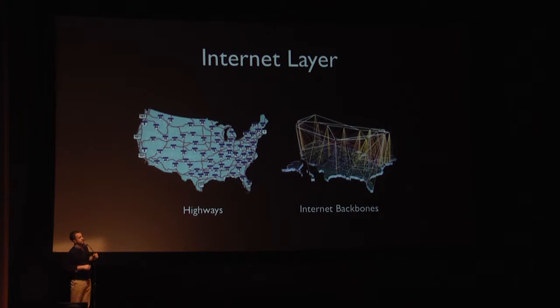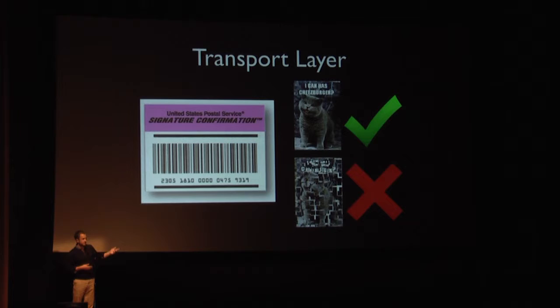Then above that, we have the internet layer. The internet layer doesn't care how data physically moves from point A to point B. It just gives you the best route from point A to Z through B, C, D, and so forth. Above that, we have the transport layer. The transport layer confirms and verifies that the receiver receives the data that you send and in the correct order, so that your data don't look all jumbled up like the picture in the bottom right.